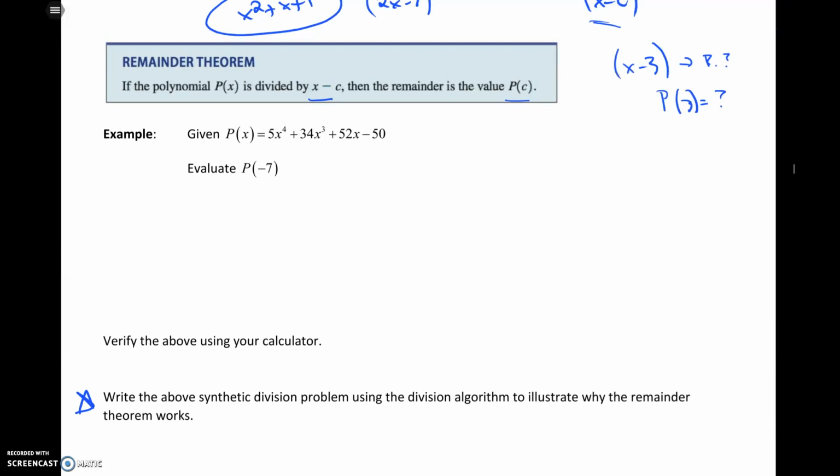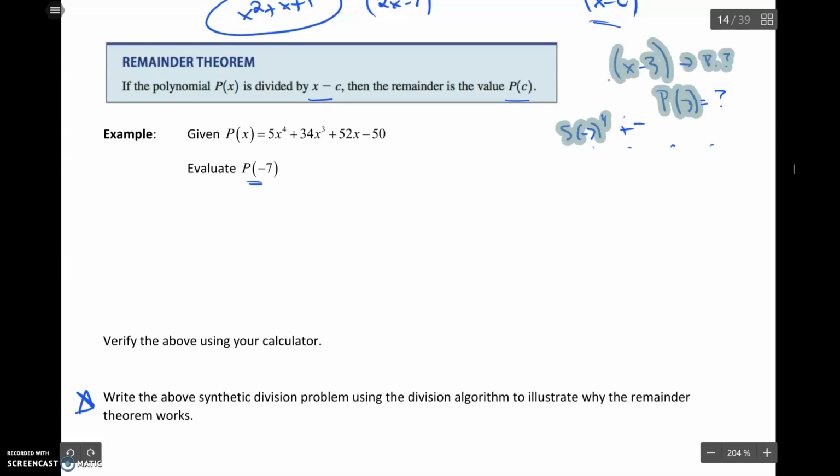Let's just do this. First of all, if I wanted to evaluate p of negative 7, it would be very hard to plug in a negative 7 because I'd have to take negative 7 to the 4th power and then multiply it by 5, and then, it's a lot of work to plug it in. But synthetic division is easy. So I'm going to use the remainder theorem to evaluate this function at this value. And then I'm going to try to explain to you why the remainder theorem works.